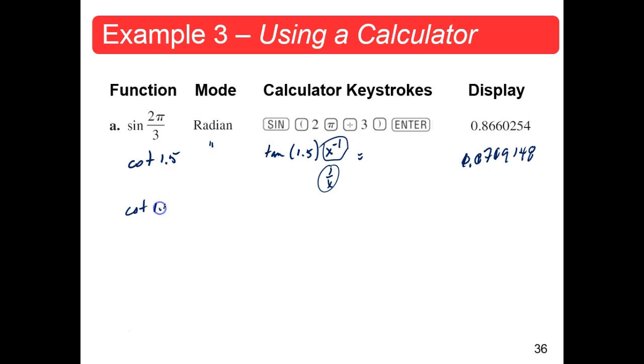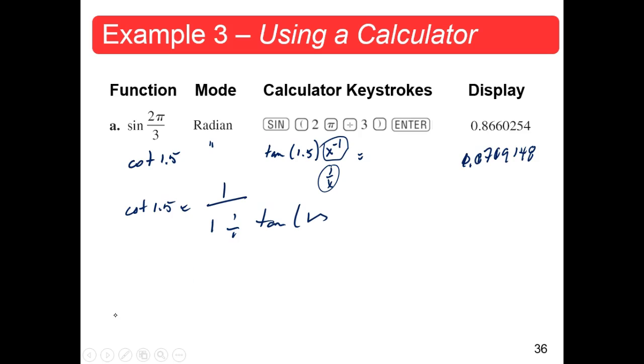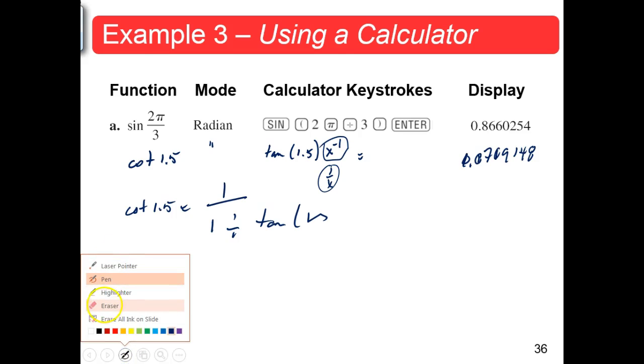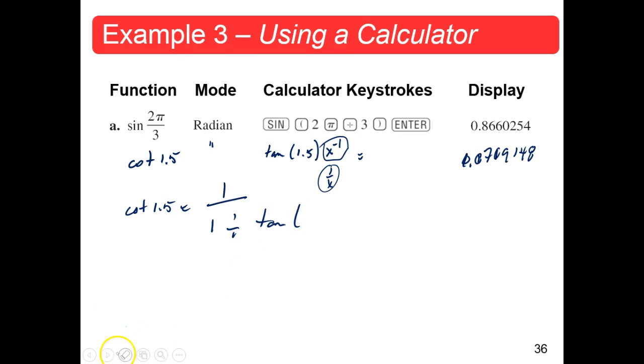Cotangent, once you're in radian mode, of 1.5 is equal to 1 divided by tangent of 1.5. My computer's just going a little nuts right now. Okay. All right. 1 divided by tangent of 1.5, equal. That'll give you the same thing. So if you don't want to use the 1 over x or x to the minus 1 key, you can do it that way too. Should get the same answer, right? Yay or nay?